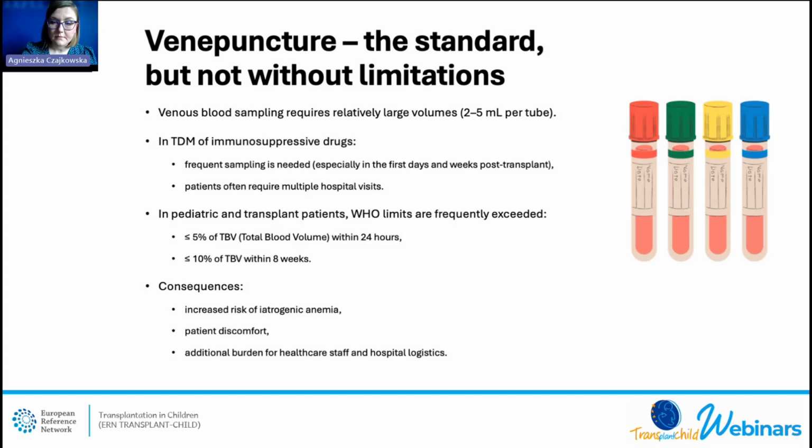In children, the problem becomes particularly serious because their total blood volume is much smaller than in adults, and the limits of the World Health Organization, as you see, are often exceeded in practice. This carries the risk of iatrogenic anemia, increases the patient's discomfort, and creates an additional burden for both staff and hospital logistics.